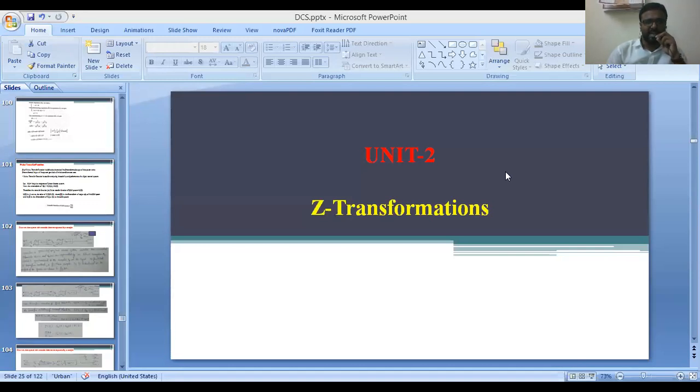the expansion table, how the initial conditions are going to be integrated in the Z transform, and after that we have seen a number of problems. We have solved a number of problems.